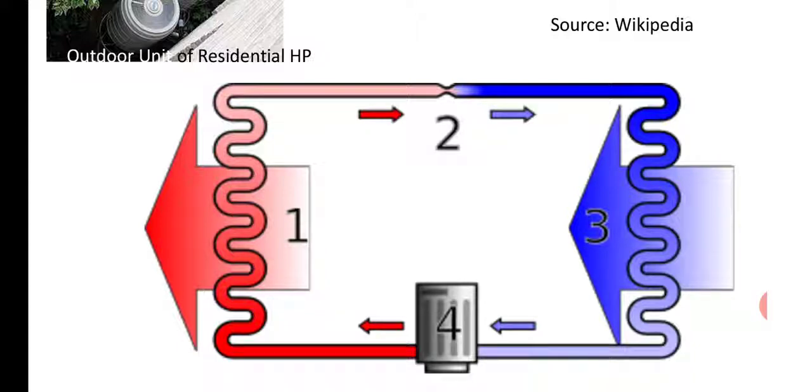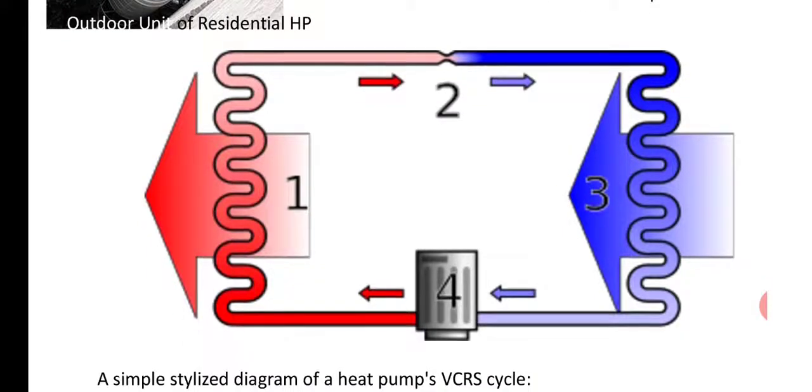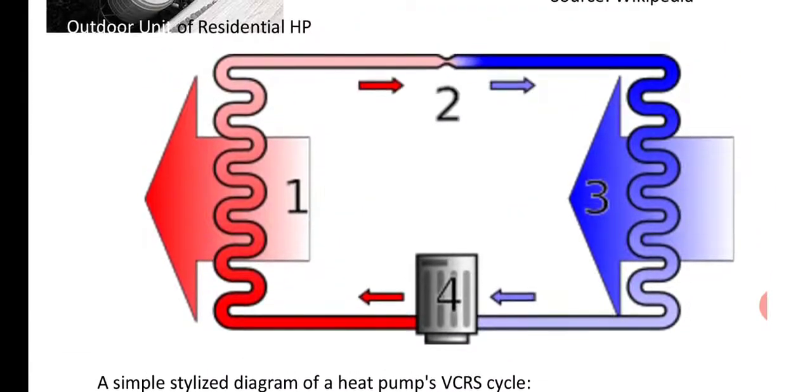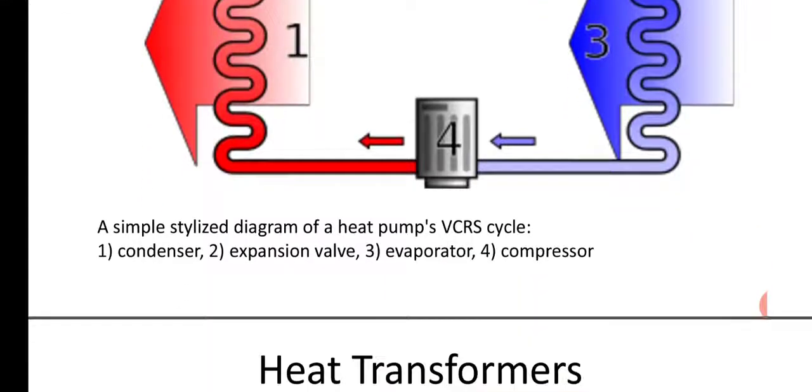And for per kilowatt of electricity supplied, it will give you almost 4 to 5 kilowatts of heat. So the COP of a heat pump is the COP of refrigeration plus 1. So it is almost 5 to 6 times more efficient than resistance heating, and that is why these heat pumps are now catching up. It is also basically based on the vapor compression refrigeration system itself.